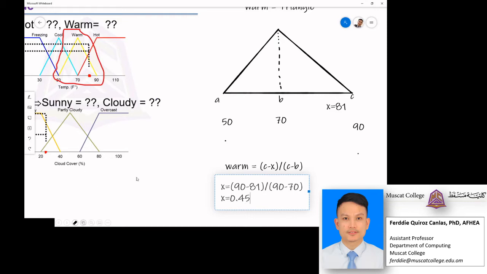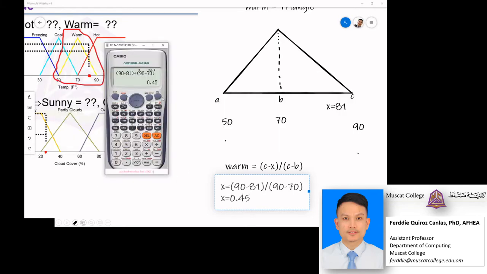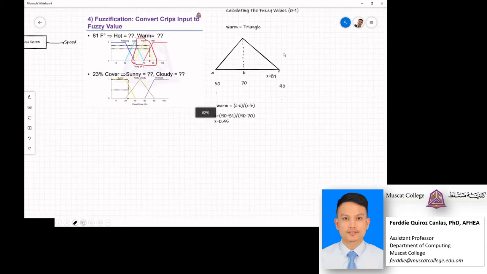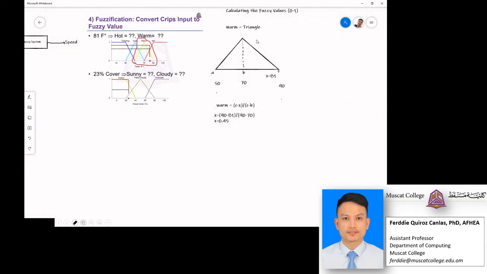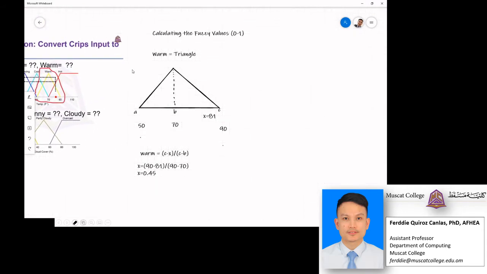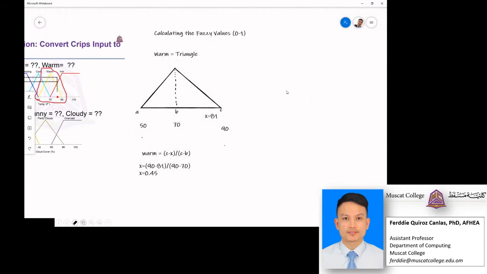0.45. 90 minus 81 divided by 90 minus 70. Okay, so it will be 0.45 based on my calculator. Did you get the same calculation, ladies and gentlemen? I hope you had the same. Okay, so this is for warm.